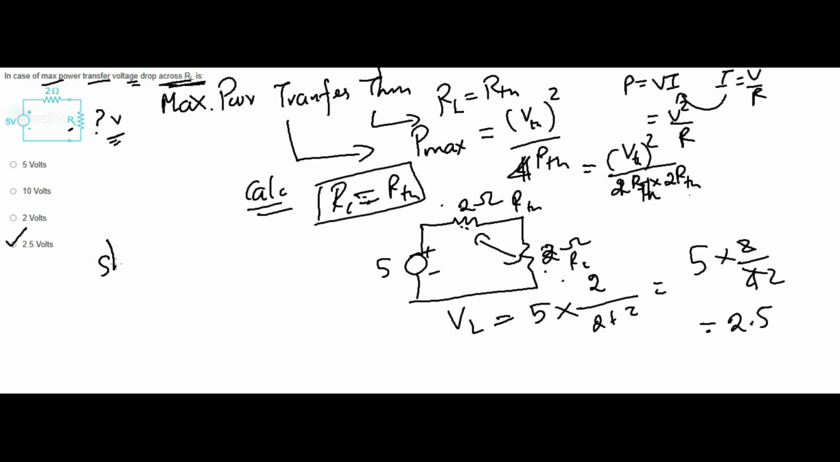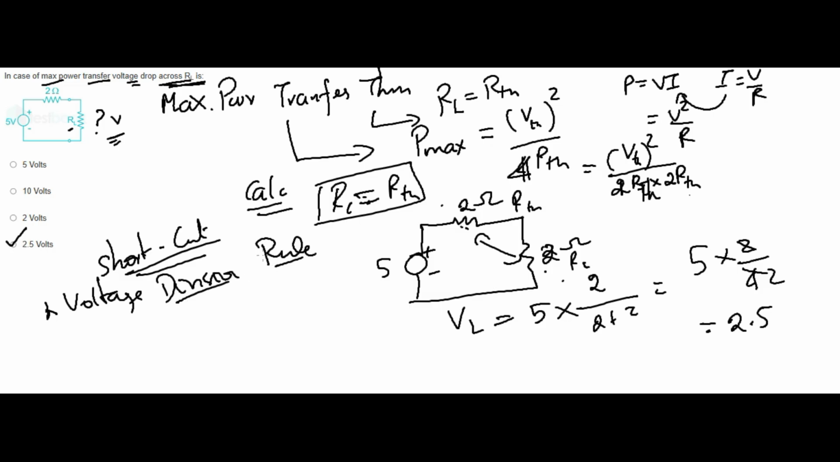Now I will write the shortcut. One more thing is the shortcut trick. Because I am going to find the voltage division, the voltage having a drop means you can have the first voltage and second with some other division rule. So for this MPPT, that means maximum power transfer theorem.